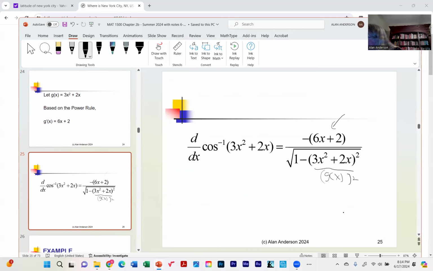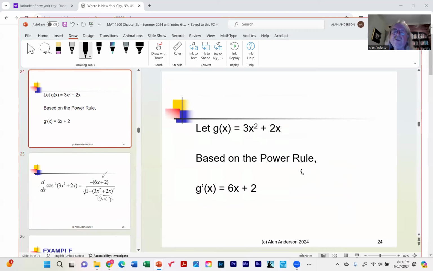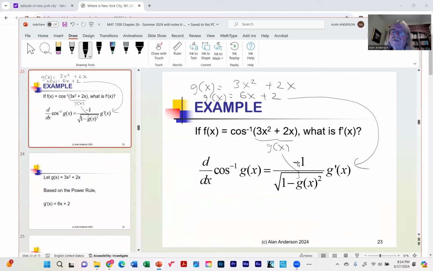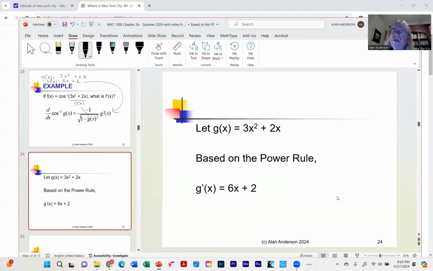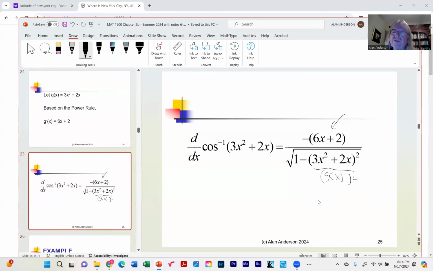In the numerator, we have negative. Don't forget, the numerator is -1. So g prime of x, if I put this in the numerator, I'll have negative 6x plus 2. So with these, you have to be careful with all the negatives. That would be a real easy mistake to make.